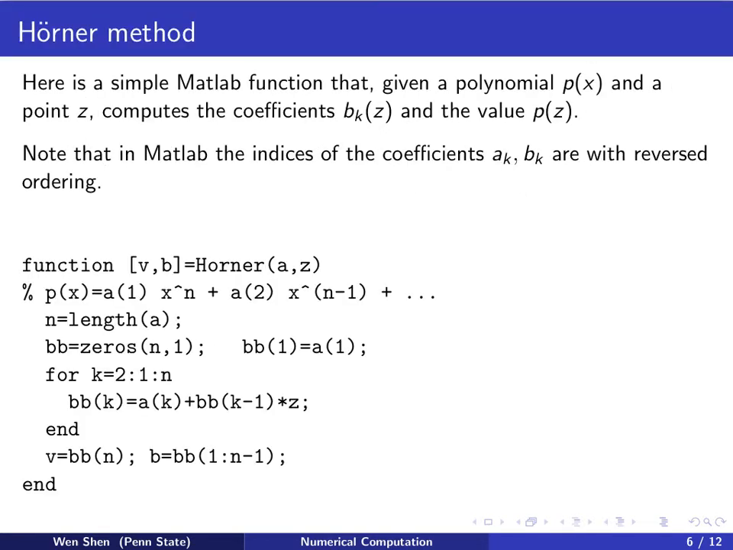So here we present a very simple Matlab function which, for a given polynomial p and a point z, would compute the coefficients bk and the value p at z. Note that in Matlab, the indices of the coefficients ak, bk are now with reversed ordering. So the function looks like this. And we call it Horner, the algorithm is due to him.